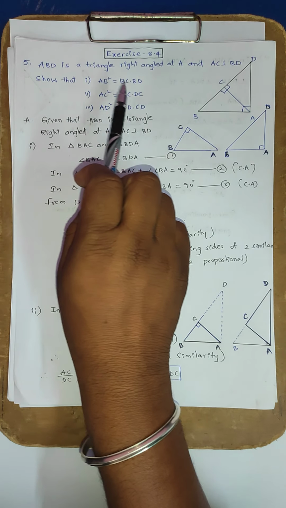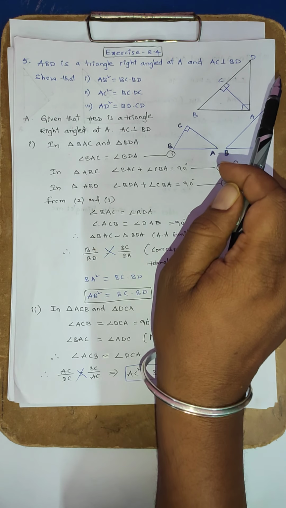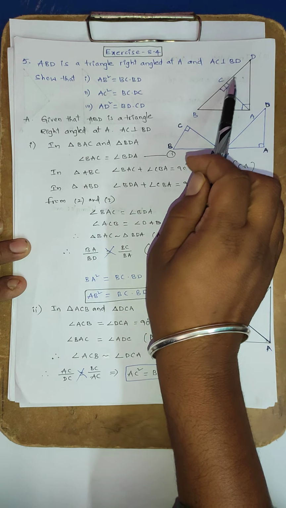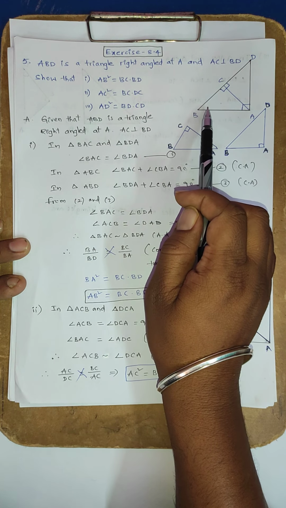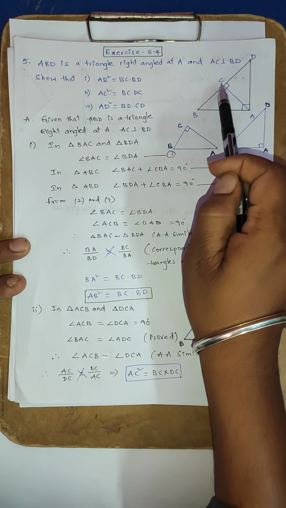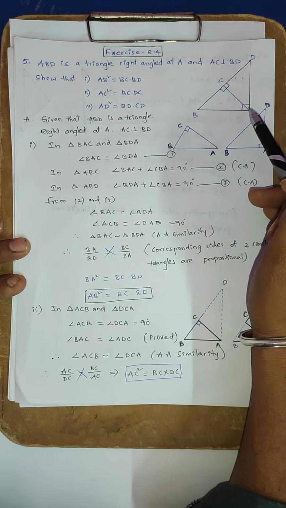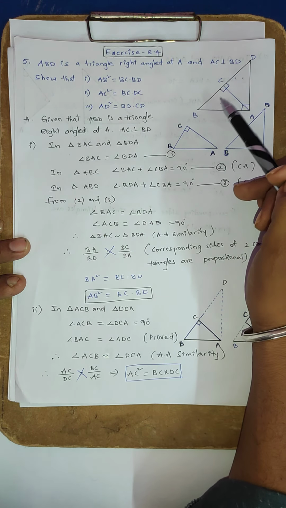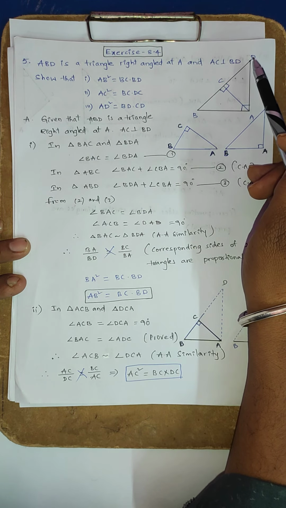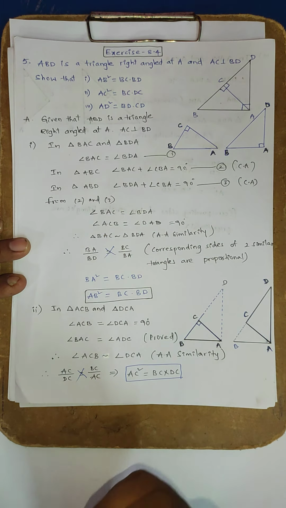ABD is a triangle, right angled at A, and AC perpendicular to BD. Show that AB square equals BC into BD, AC square equals BC into DC, and AD square equals BD into CD. This is the problem.